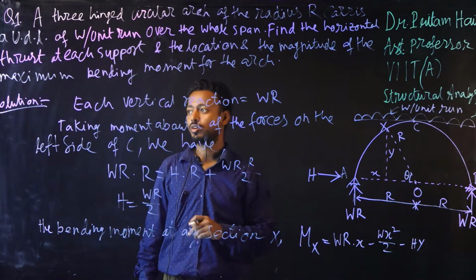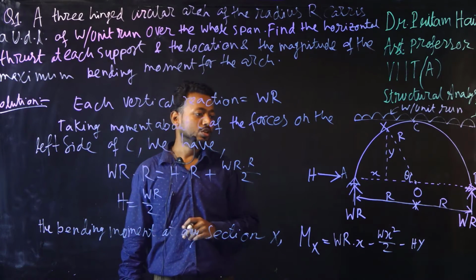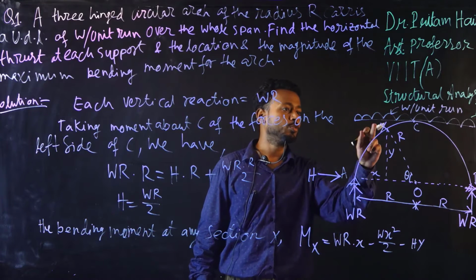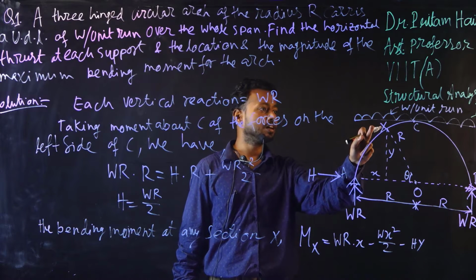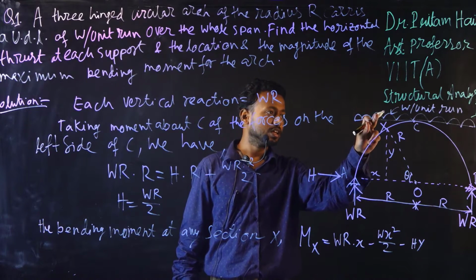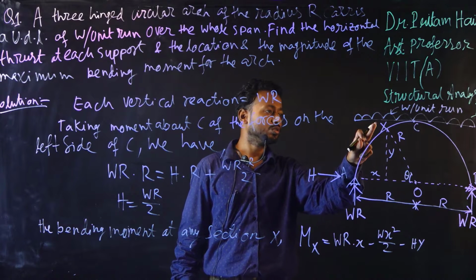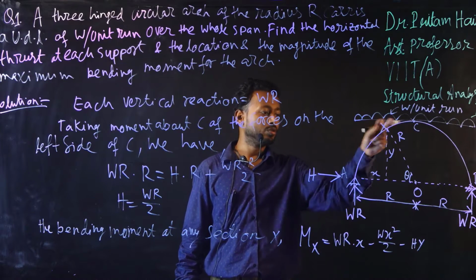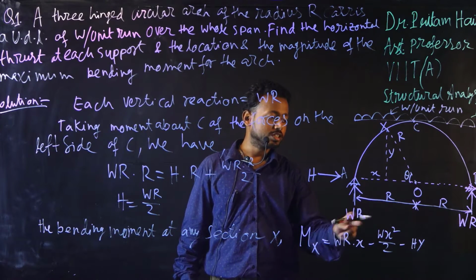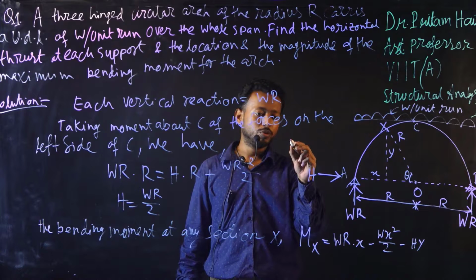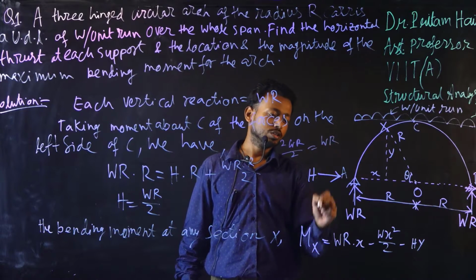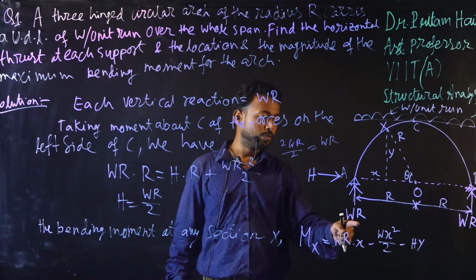Okay, first we will calculate the vertical reaction. You see here, W per unit run is the intensity of loading. So for 2r length, what will be the total load? W into 2r. So each reaction will be W into 2r divided by 2, that will be wr. So each reaction will be wr.